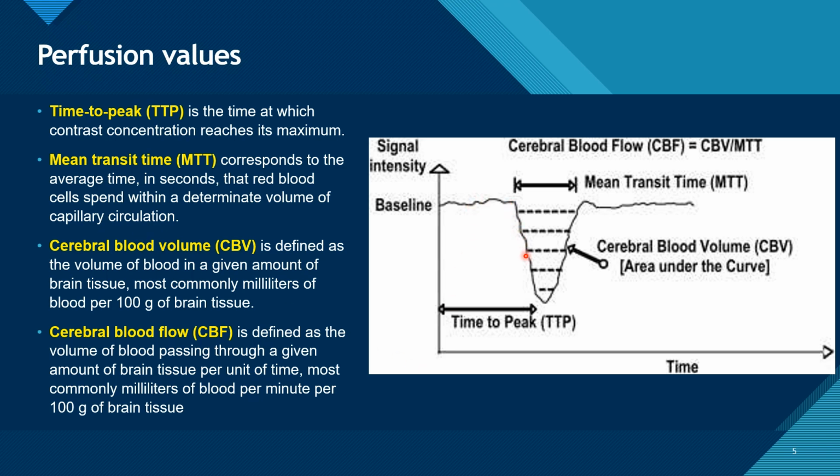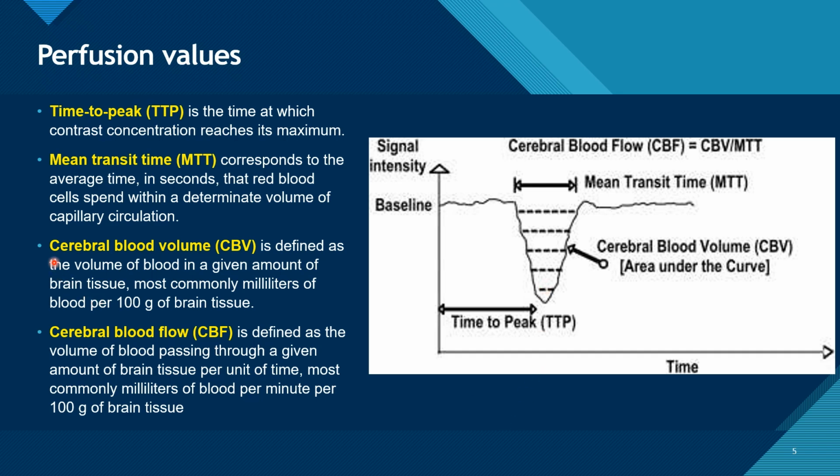So, assuming that our peak or our reduction of signal intensity has an area under it, which is the area or the tissue of interest that we have imaged, the mean transit time is the time RBCs take within the tissue of interest, measured in seconds.